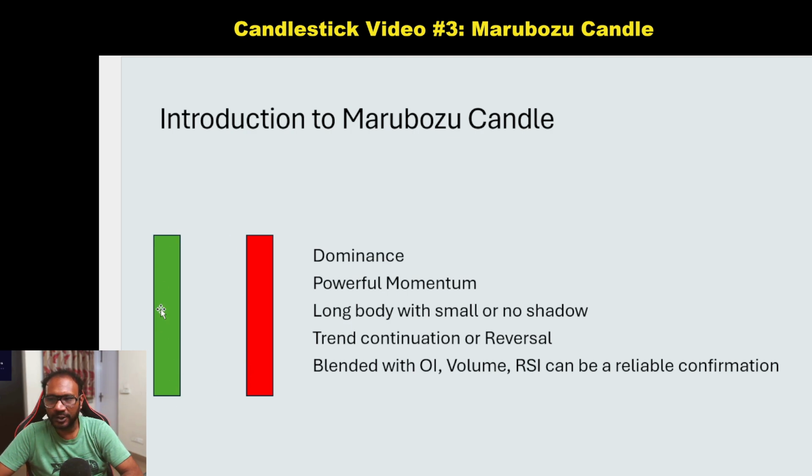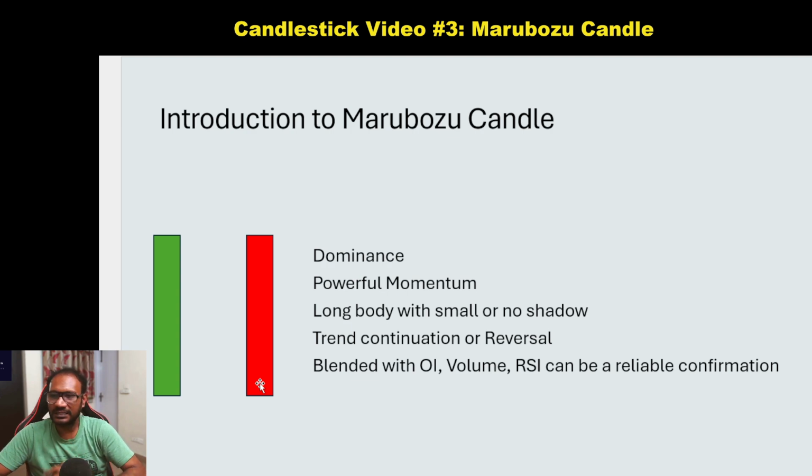Both have flat tops and flat bottoms, indicating a complete power dominance shown by either the seller or the buyer. In this green candle, it is the buyer who has dominated. The price opened here, then closed here without any sort of resistance or pressure from the sellers. Whereas here, if you look at it from the top, the market has opened at this point and then closed over here, right? At no point were there buyers coming in and interfering with the flow.